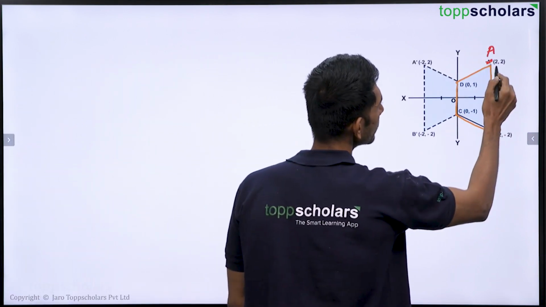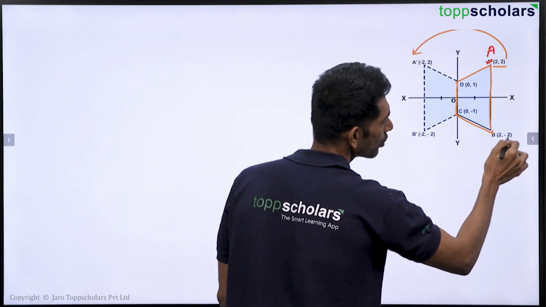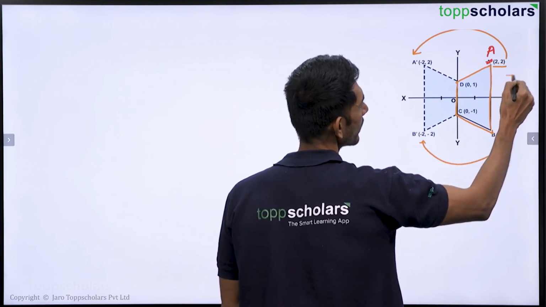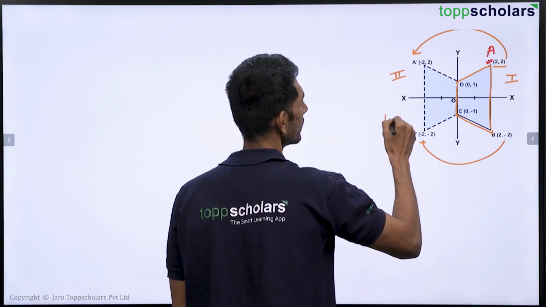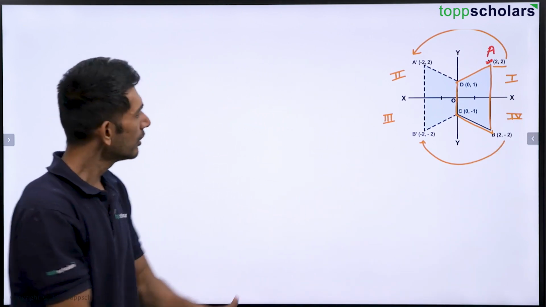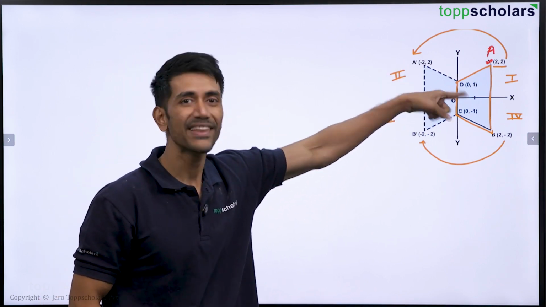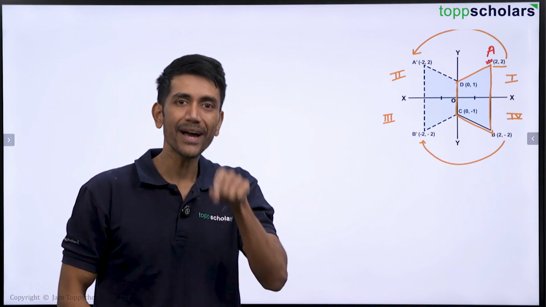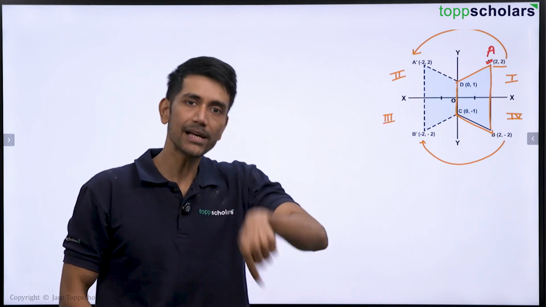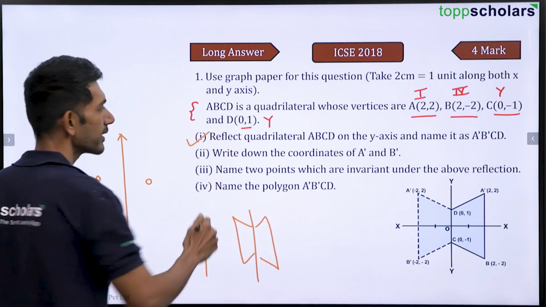So how do we reflect it? Understand. To reflect this (2, 2) under y-axis will become (-2, 2). This (2, -2) under y-axis will become (-2, -2). This is the first quadrant, this is the second quadrant, this is the third quadrant, and this is the fourth quadrant. Correct? So this reflection under y-axis will come on this side. But if you focus on points C and D, they are not going to move because they are already on the y-axis. That means the points which are already there on the mirror are not going to change. They will be there only, right? Okay. So the first part is done. What is the first part? Reflect it. We have reflected.